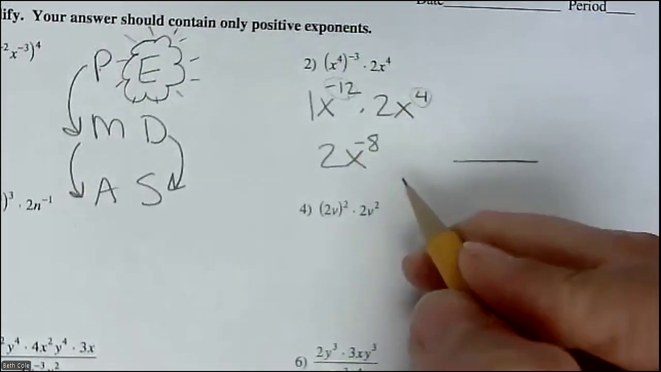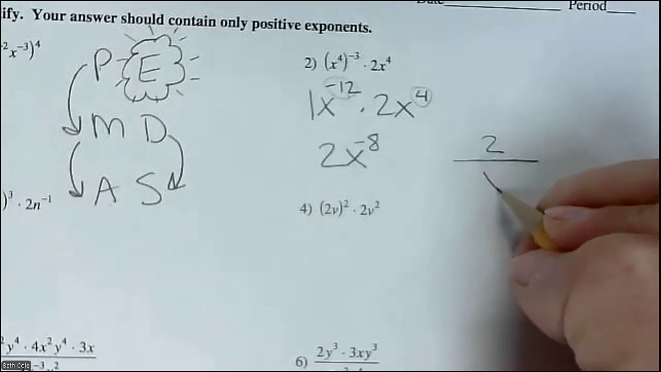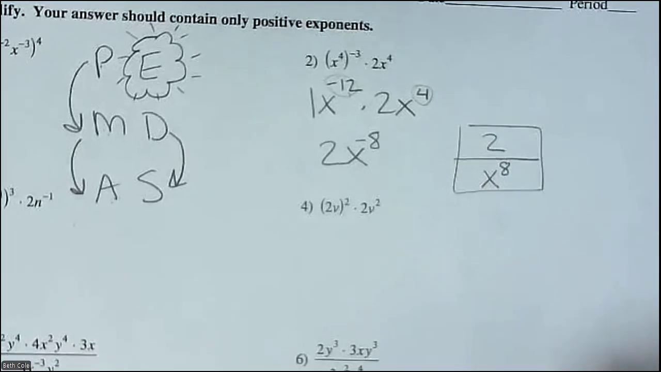Draw your divider. The 2 stays put. Those x to the 8s, those 8 x's, those are traitors. They go down to the other side. So they switch sides.